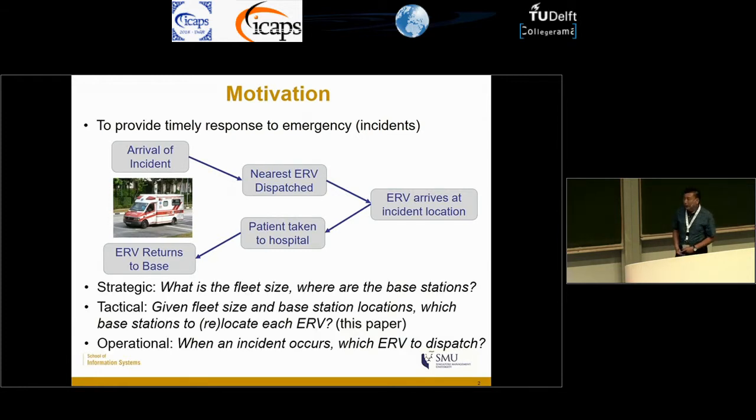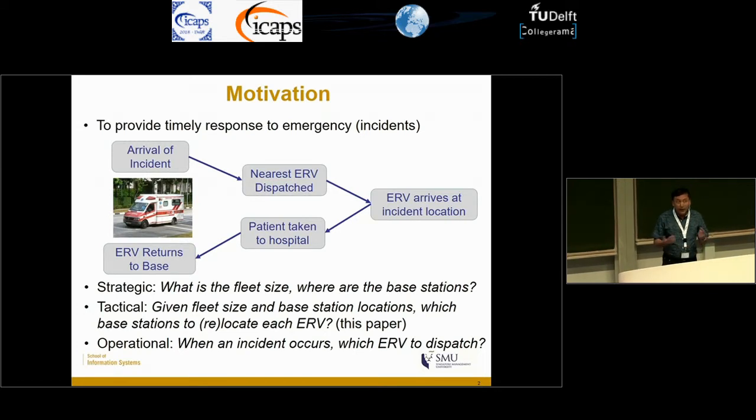So when we are dealing with this kind of problem, typically there are several kinds of concerns ranging from the strategic level to the tactical and the operational. At the strategic level, people will be asking, how much do we invest in the fleet size? Do we need 60 ambulances, 80 ambulances to cover the city? Where should we locate the base stations? Would it be near to some estates where incidents are more likely to occur, or what? So that is one line of work.